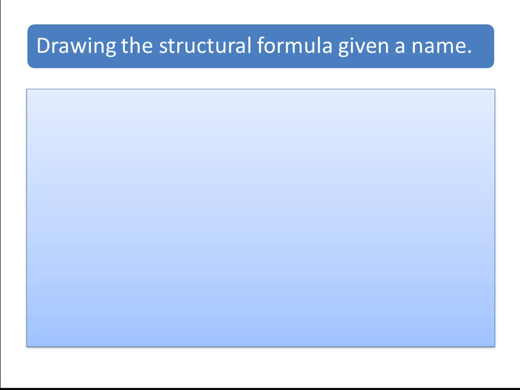Okay, welcome back. Let's take a look at the second part of writing a structural formula or a displayed formula when you are given a name. This time we're going to be focusing on alkenes, right?